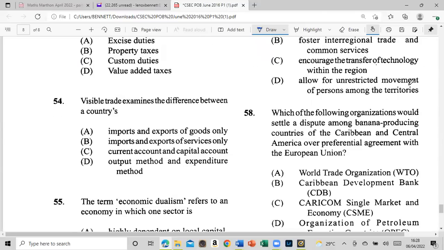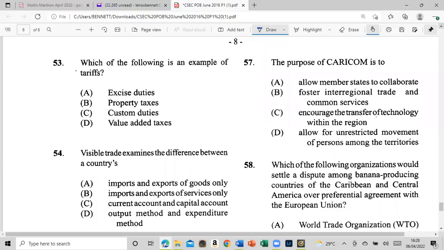All right, let's move on to 53. Which of the following is an example of a tariff? Is it excise duty, property taxes, customs duty, or value added tax? Hold on, guys, I'm not sure about that one. All right, that one had me a while, but I'm going to go with customs duties. Let me know your opinion on that one, 53.